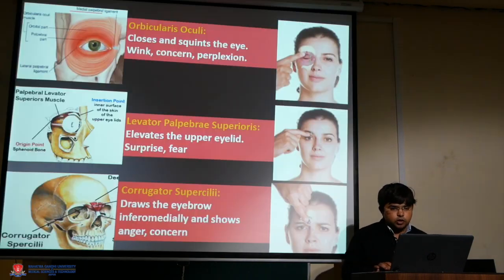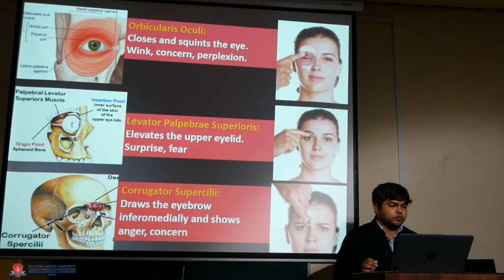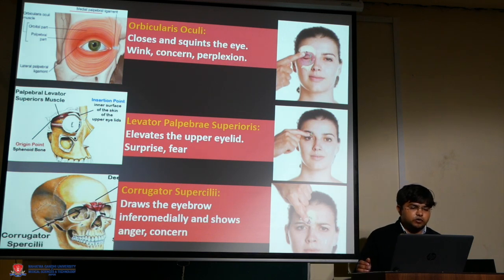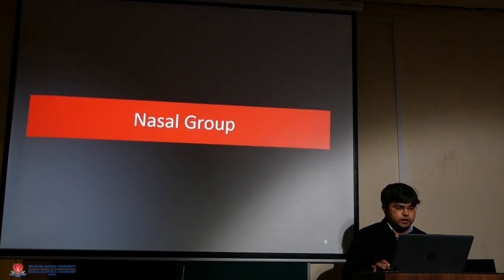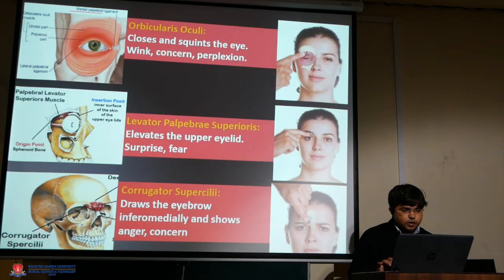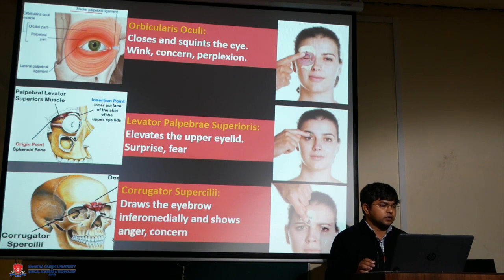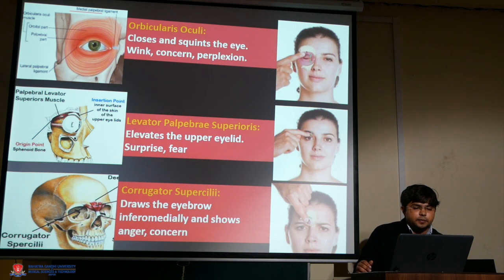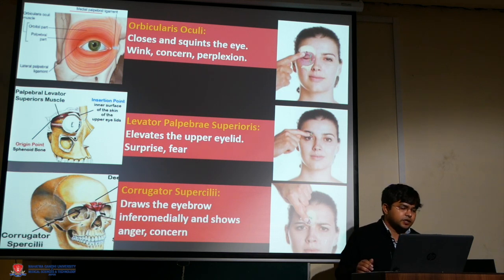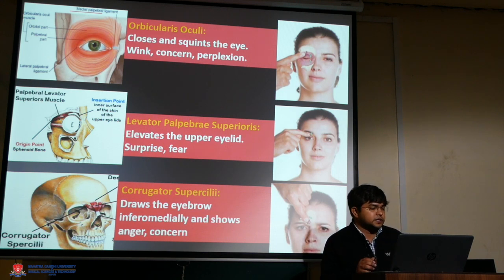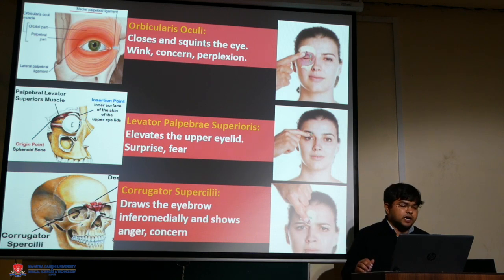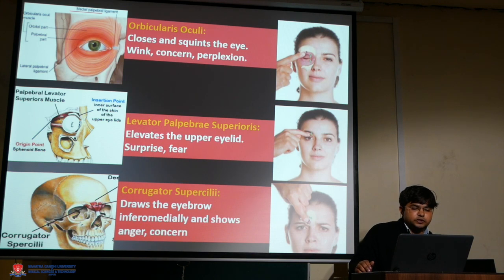The orbicular group includes orbicularis oculi, levator palpebrae superioris, and corrugator supercilii. The action of orbicularis oculi is to close and squint the eye, and wink, in concern and perplexity. The action of levator palpebrae superioris is to elevate the upper eyelid in surprise and fear. The action of corrugator supercilii is to draw the eyebrow inferomedially and show anger and concern.